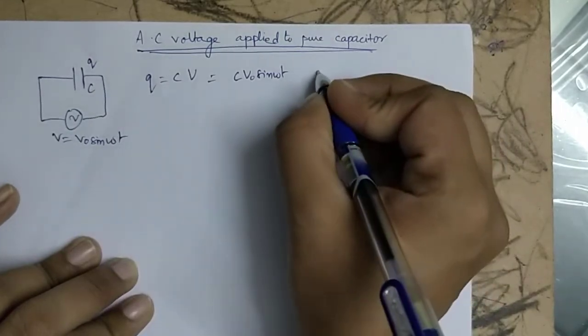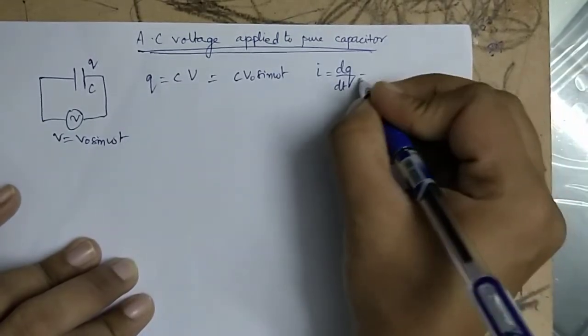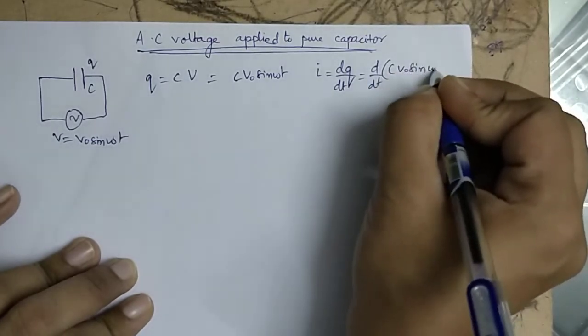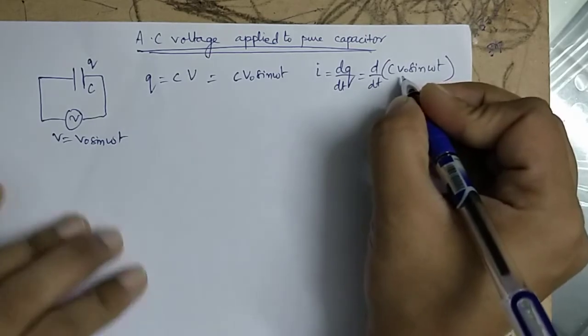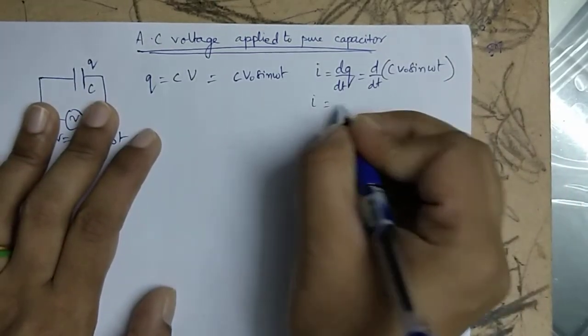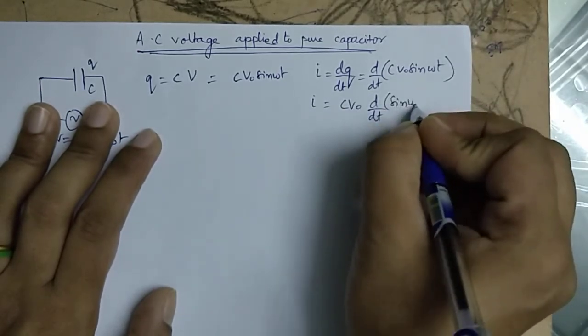So what will be the current at that instant? Current is equal to dq by dt. So this will become d by dt of C V naught sine omega t. Now C and V naught are constant, they don't change with time, so they can be taken outside. So what I get for current is C V naught d by dt of sine omega t.